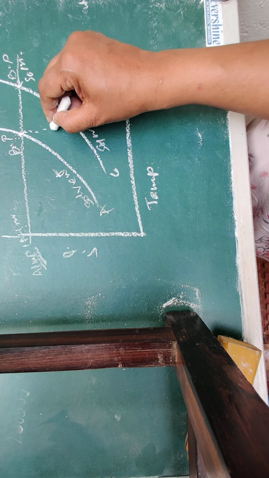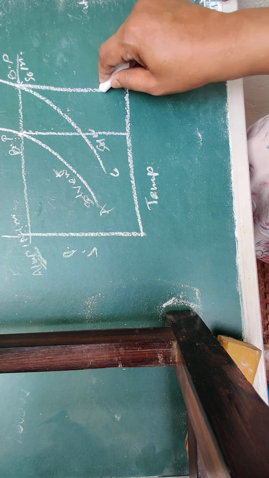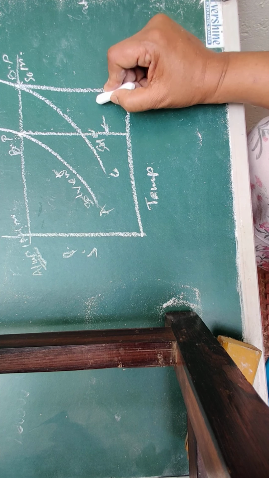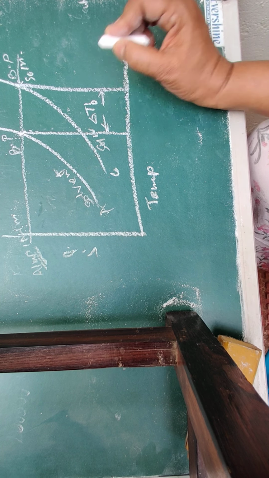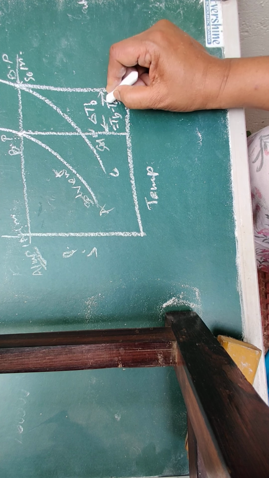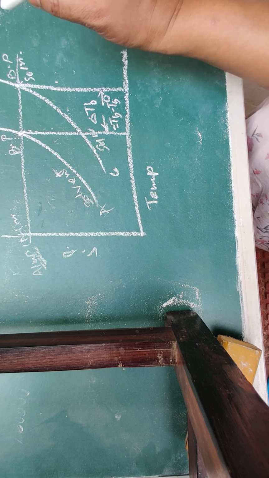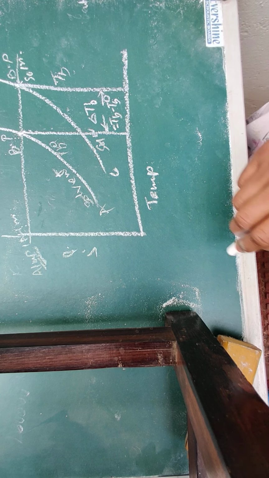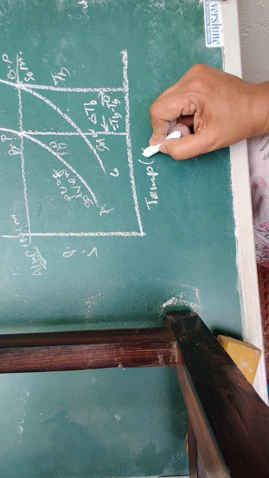So if you join this, extend this, then the gap between these two will give what? Del Tb, that is equal to Tb minus Tb naught. This is Tb and this is Tb naught, the pure solvent, in Kelvin. Okay.